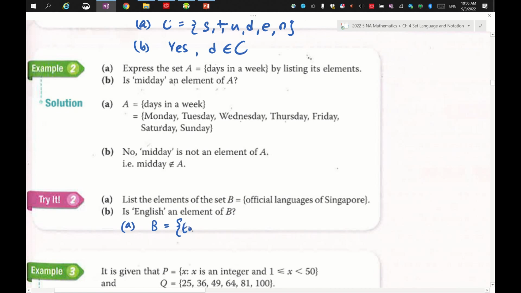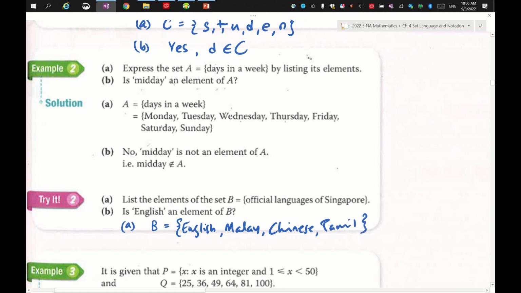English, Malay, Chinese? No. Your national language is Malay. Okay, then there's one more. What's the last language? Tamil. Wrong bracket. See, I used the wrong bracket. Must change.